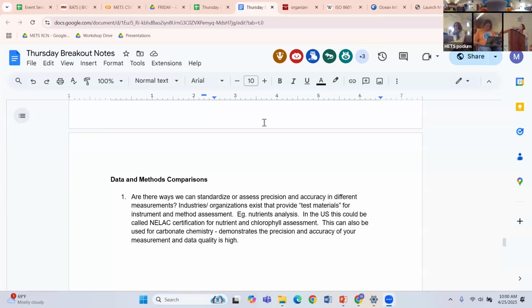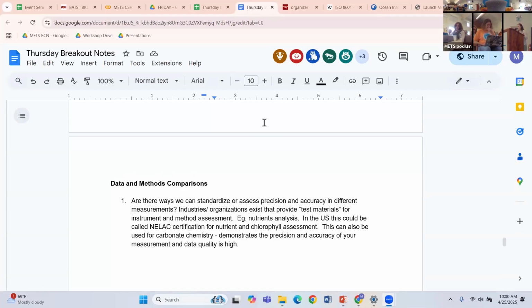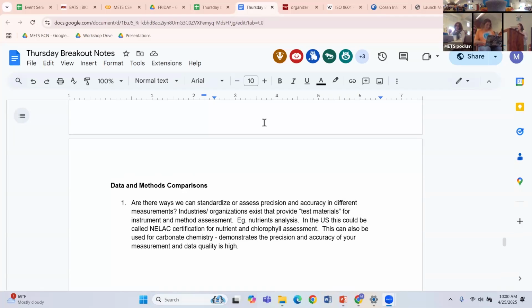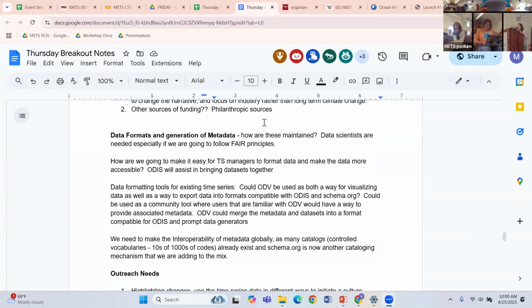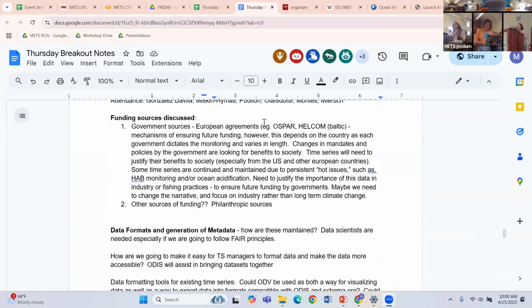Are there ways of doing more precision and accuracy with some of the tools that we're using in these time series? We ended on a bit of an off topic, but there's maybe a need associated with some of those. So this was more data methods and comparisons. Overall, action items, funding was a key one.